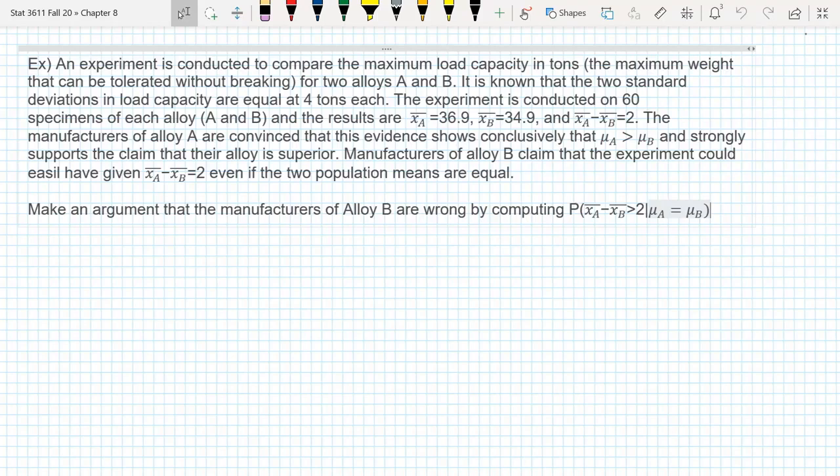So that would mean the difference there, x bar sub A minus x bar sub B, is equal to 2, right? 36.9 minus 34.9, that's equal to 2.